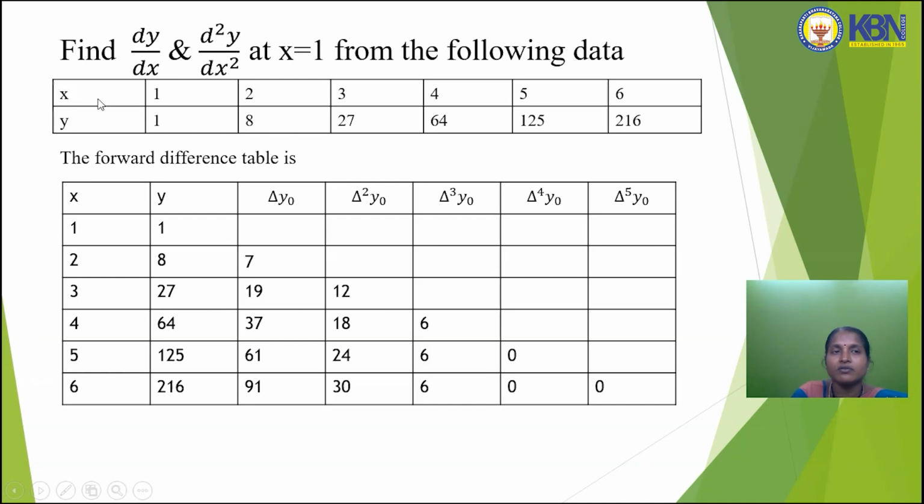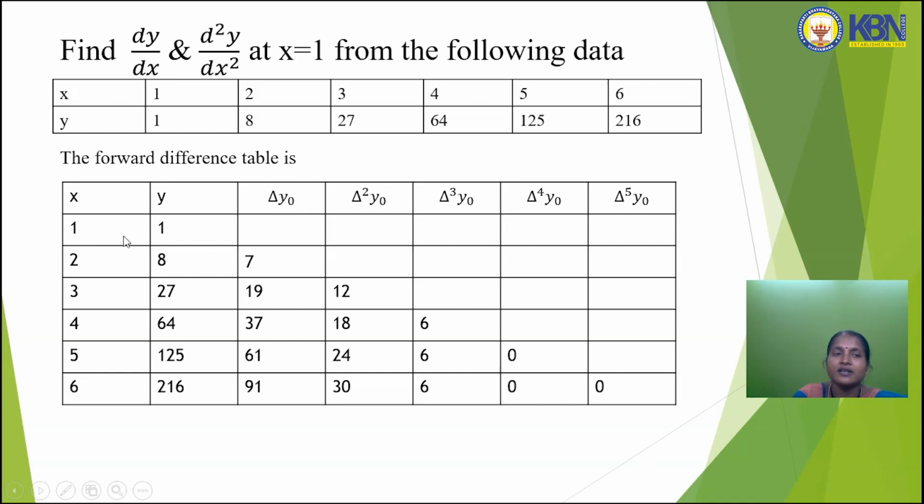The given data: x values are 1, 2, 3, 4, 5, 6. Corresponding y values are 1, 8, 27, 64, 125, 216. Okay. First we make the table. The forward difference table: first we write x values 1, 2, 3, 4, 5, 6, corresponding y values 1, 8, 27, 64, 125, 216.